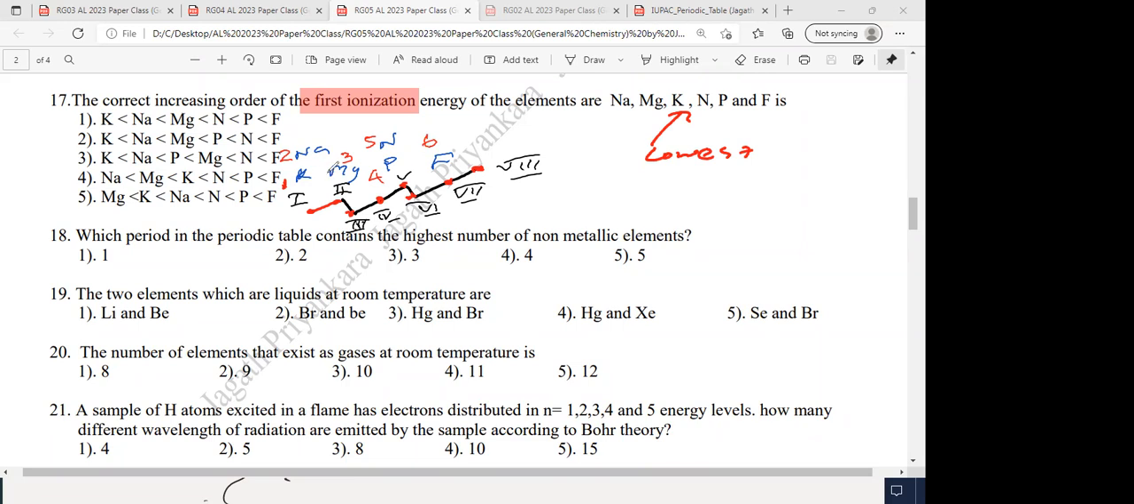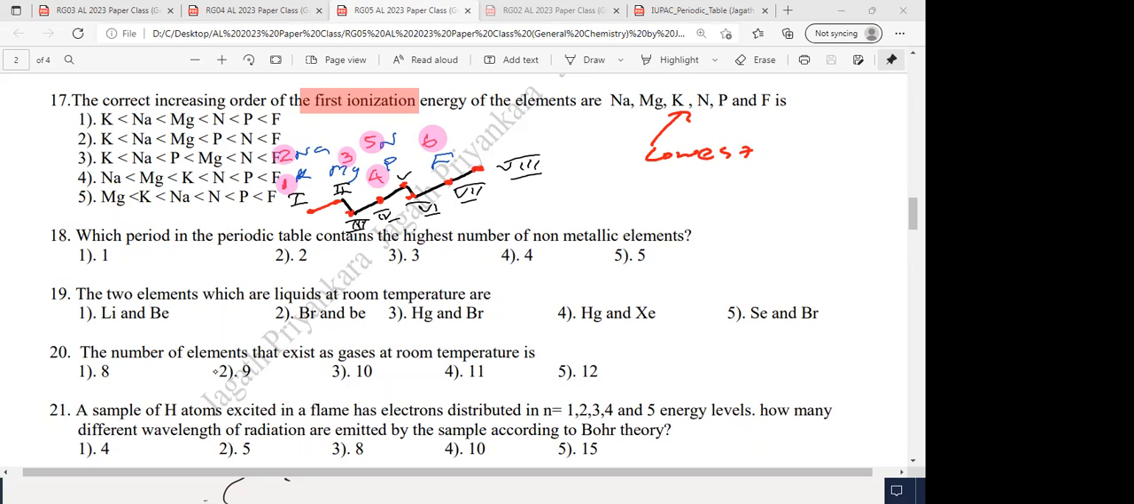Look at the periodic table. The position also matters. Lowest potassium, then sodium, then magnesium. After that phosphorus, then nitrogen, then fluorine. I put 1, 2, 3, 4 here, and it's easy to understand. Potassium, sodium, magnesium, phosphorus, nitrogen, and fluorine. What is the answer? 1 or 2? Answer is 2, right? Chani, the answer is 2, right? Yeah, okay.